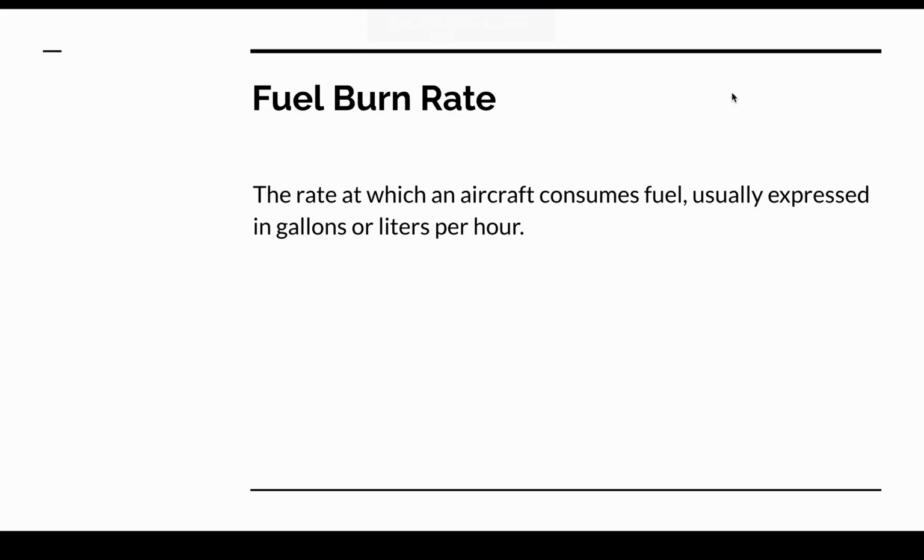Endurance and range. We're going to learn the difference in endurance and range. Endurance is how long you can stay in the air. Range is how many miles you can go. There are different charts for that. But one thing we're going to talk about with both those charts is the fuel burn rate. This is the rate at which an aircraft consumes fuel, usually expressed in gallons or liters per hour. All the airplanes I fly here in the U.S., they usually say GPH, gallons per hour.